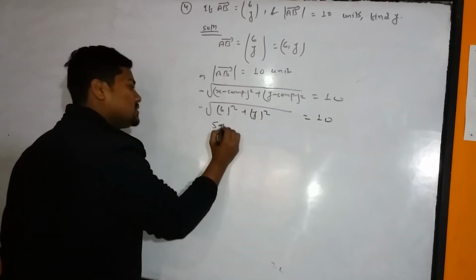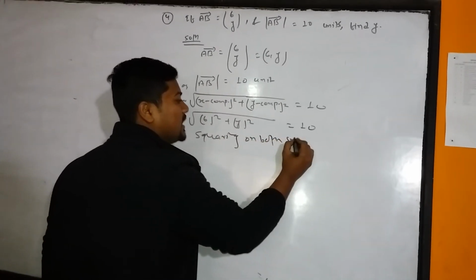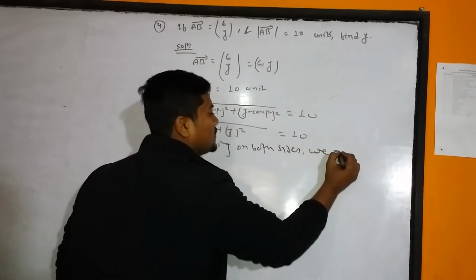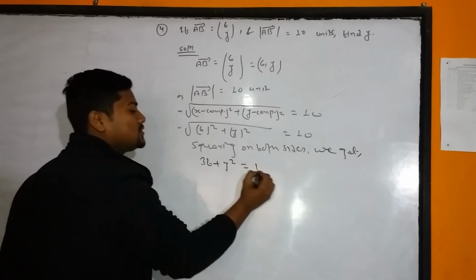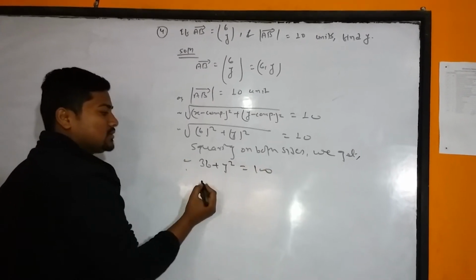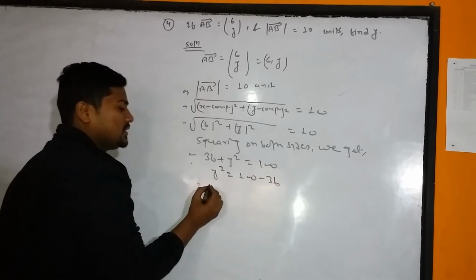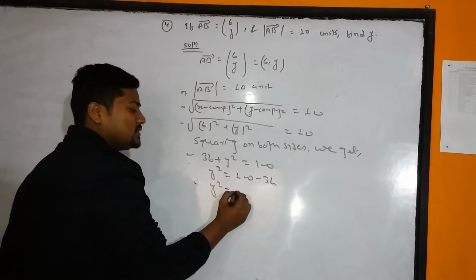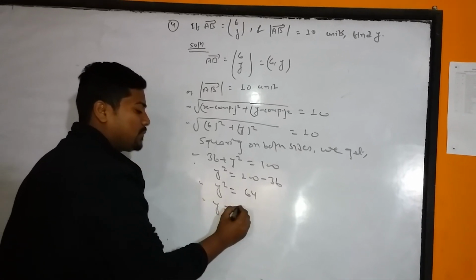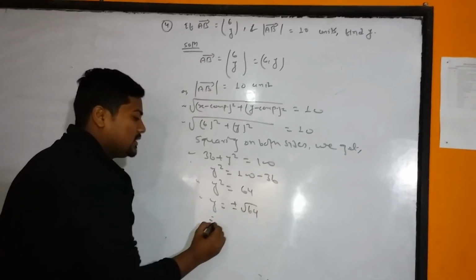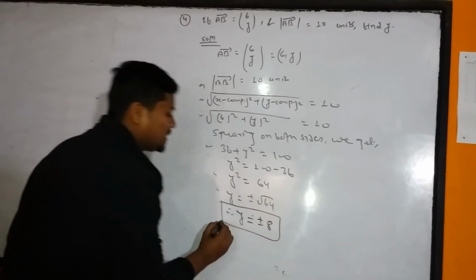Now what we can do? Squaring on both sides, now we get 36 plus y square is equals to 100. So now y square is equals to 100 minus 36. Y square is equals to 64. Y is equals to plus minus root under 64. Therefore y is equals to plus minus 8.